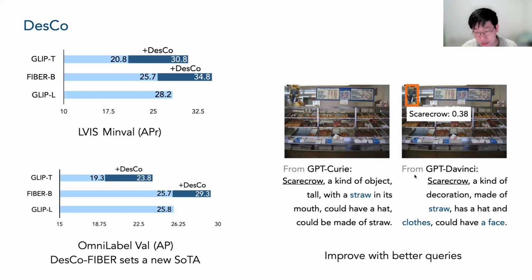Okay, and you can also see some examples here that the model actually responds to your queries. This is at inference time. If you give it a query from a smaller GPT model, which is not perfect, it says scarecrow is a kind of object, tall with a straw in its mouth. It's not wrong, but it's not very specific, right? But in the Da Vinci case, if you give it a description generated by a larger language model, a higher quality one, you can successfully detect the object there.